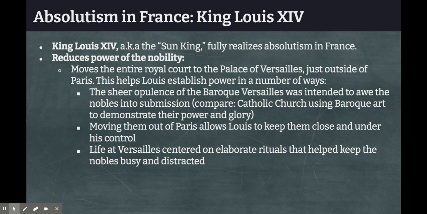So one really famous ritual is he had this whole ritual for waking up. He'd have all the nobles come into his bedroom and basically applaud him. He'd have someone put on his shirt, and these were all really prestigious positions. So he was almost like a celebrity, right? And this is his entourage. He tried to make the nobles into his little hangers-on, and it actually worked pretty well.